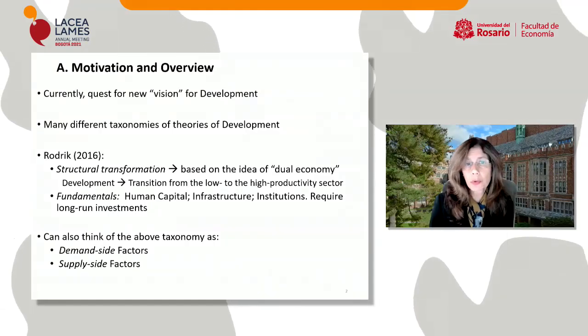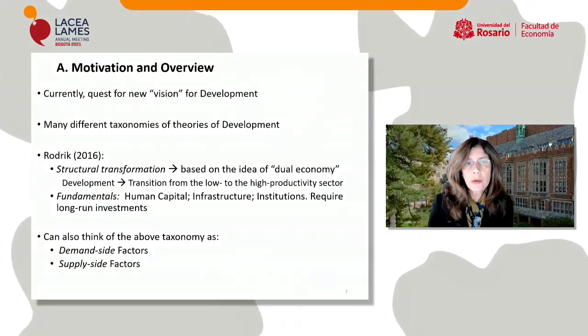Okay. So the motivation for the work that underlies this talk is the observation that there seems to be, across the world, a quest for a new vision for development. And there are, of course, many different models of growth and development and many different taxonomies or theories of development. But for the purpose of this talk, it will be useful to adopt a taxonomy that Danny Rodrik suggested in a book he published in 2016. And Danny argues that we can classify all theories of development into two broad groups.